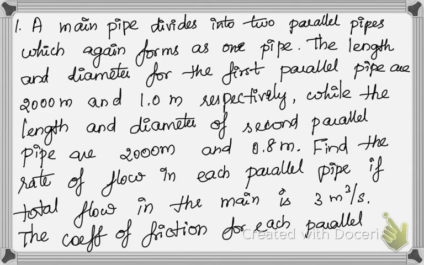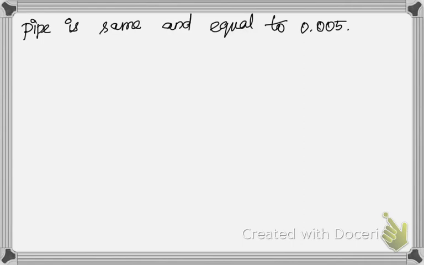The problem is that a main pipe is getting subdivided into two parallel pipes. Again it forms a single pipe. The length and diameter of each parallel pipe are given, and we are asked to determine the rate of flow in each parallel pipe. It means Q is given to us as a single rate of flow, 3 meter cube per second, entering here and getting subdivided into two parallel pipes. We are asked to determine Q1 and Q2. The coefficient of friction for each parallel pipe is the same and equal to 0.05.